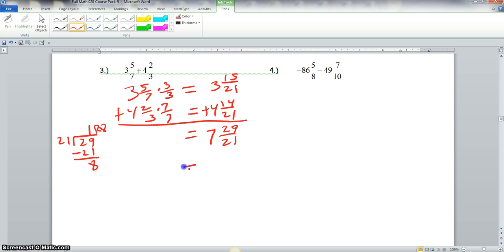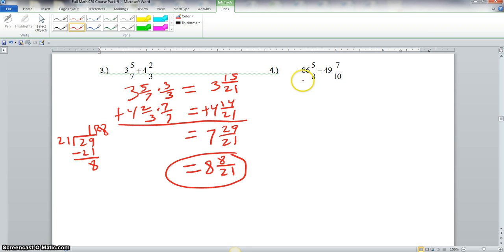So now, this is what we would do. We would take this whole number here, which is 1. We'll add it to that 7, which would give us 8. Now, our denominator still would be 21, but our new numerator would be that remainder. So it'll be 8 over 21. Again, whatever this number is, you add it to this whole number. So 1 plus 7 is 8. And then our new fraction will have the same denominator, but our new numerator will be whatever that remainder is. Now we go here to number 4.